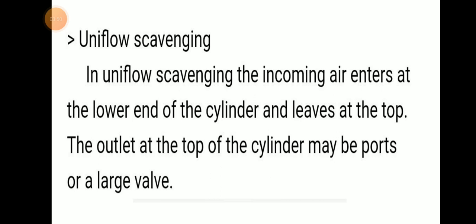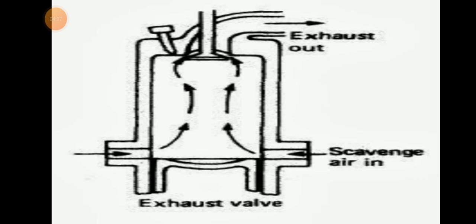Then uniflow scavenging. In uniflow scavenging, the incoming air enters at the lower end of the cylinder and leaves at the top. The outlet at the top of the cylinder may be ports or a large valve. We can see the scavenge inlet at the bottom, and from there the air goes up. That means the exhaust valve is located on the top.